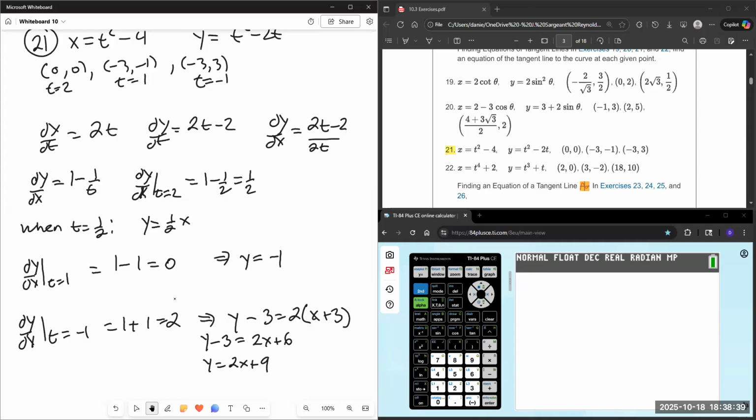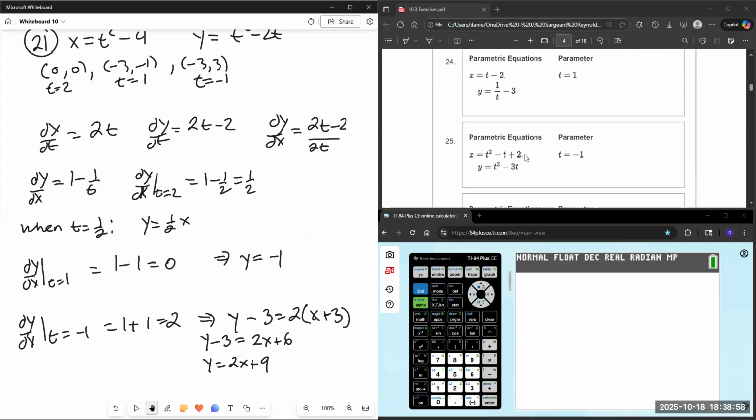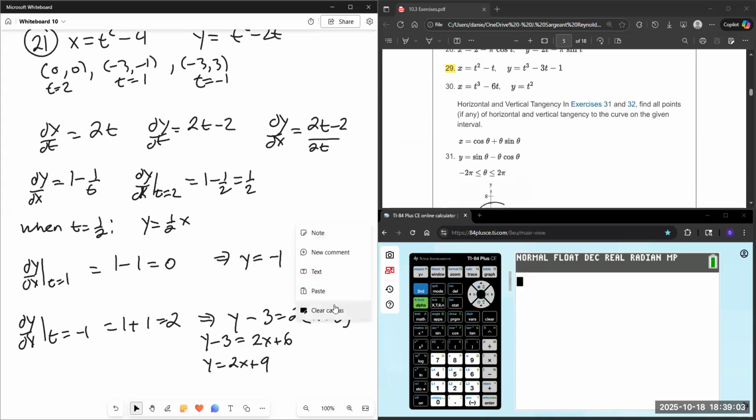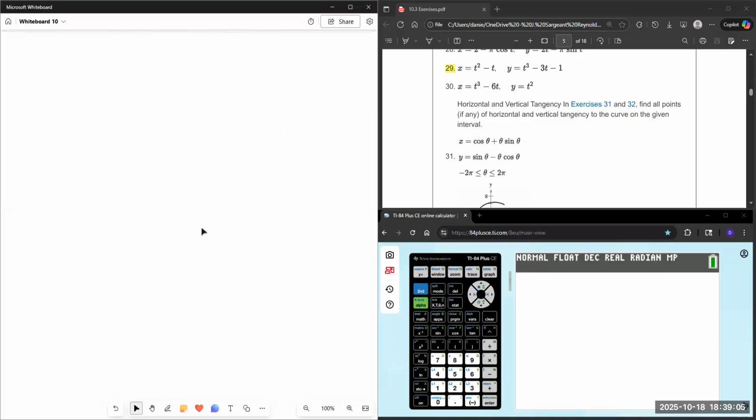And I believe the book, for some reason, in all these cases, gets the form where all the x's and y's are on one side. It's all set equal to 0. I've solved for y in each of these cases, since that's what we're used to dealing with. So let's go ahead and let's look at number 29.